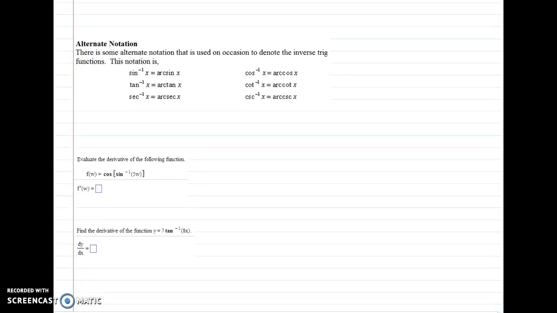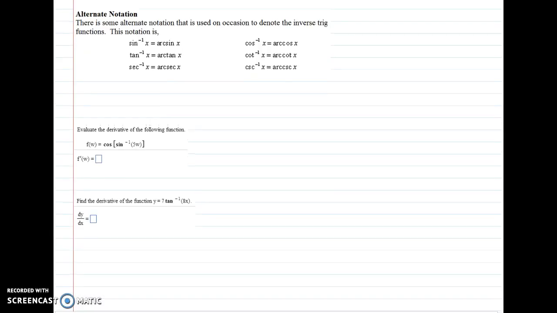This little white box is about alternate notation. You probably won't even see this, but just know that sine to the negative 1, which by the way is not really an exponent, means inverse. You might sometimes see it as arcsine or inverse sine. They mean the same thing.